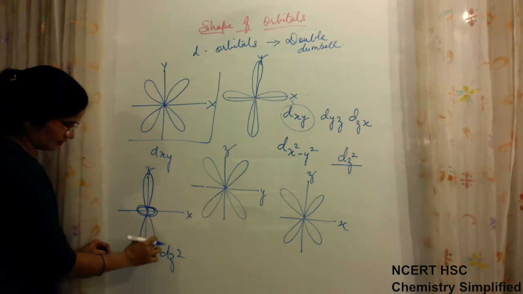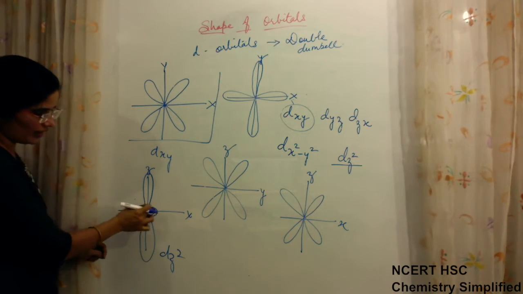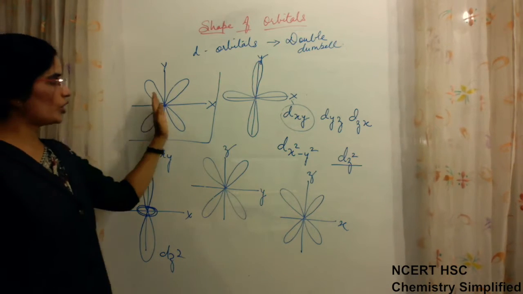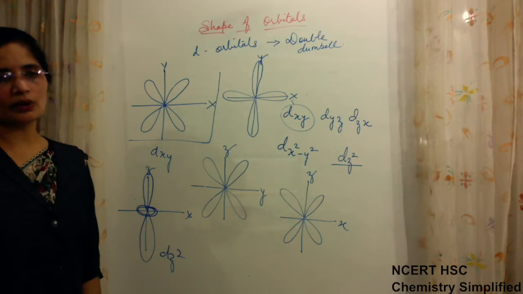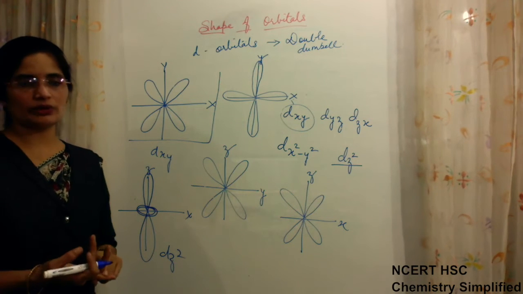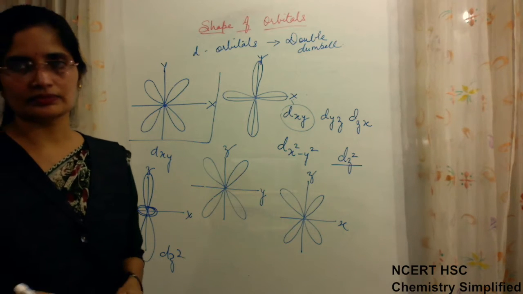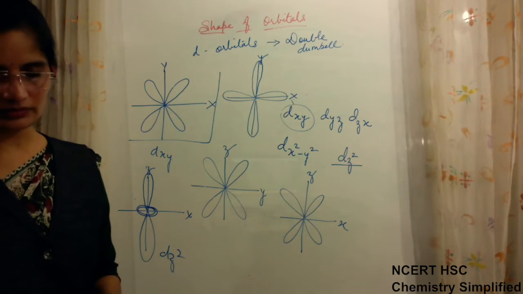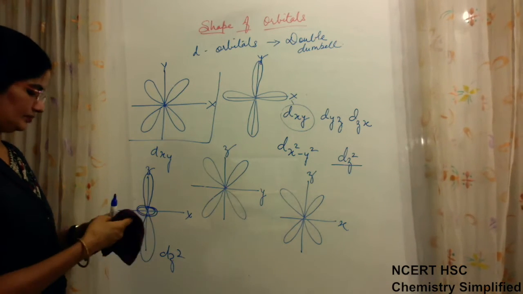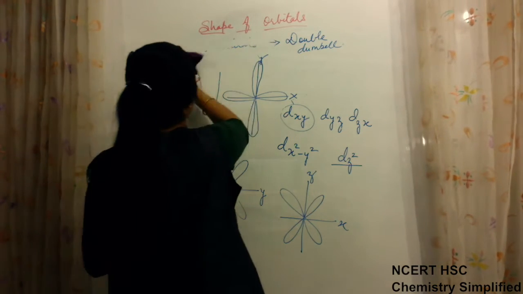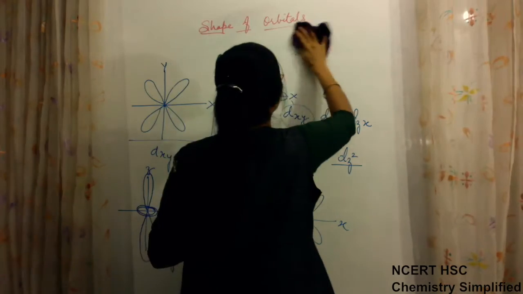One lobe is vertical and one lobe is drawn around the center. So in this manner we draw shapes of different orbitals, s orbital, p orbital, and then d orbitals. Clear? Okay. So about shapes we have discussed.